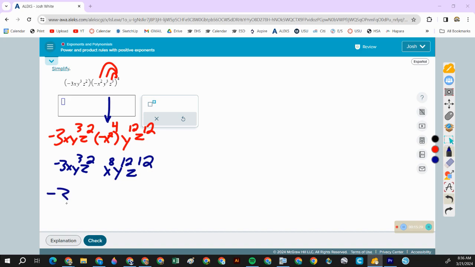And that leaves me with negative 3. Then count up my x's. I have 9. Count up my y's. I have 15. Count up my z's. I have 14. And that's it.